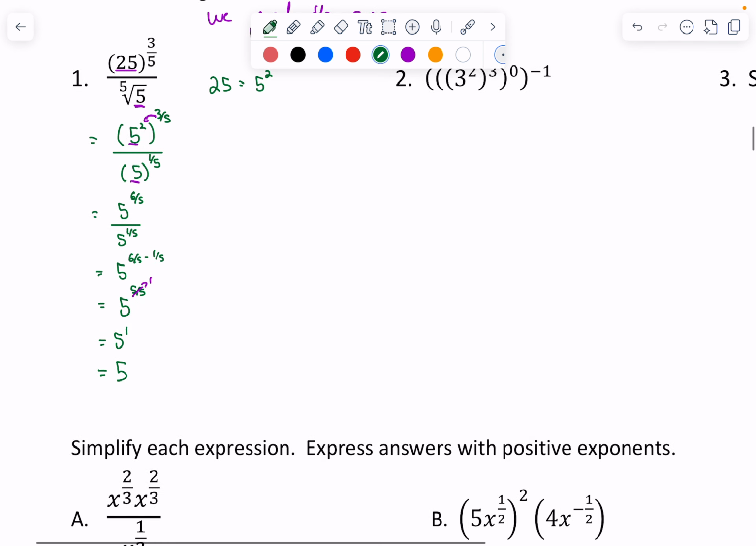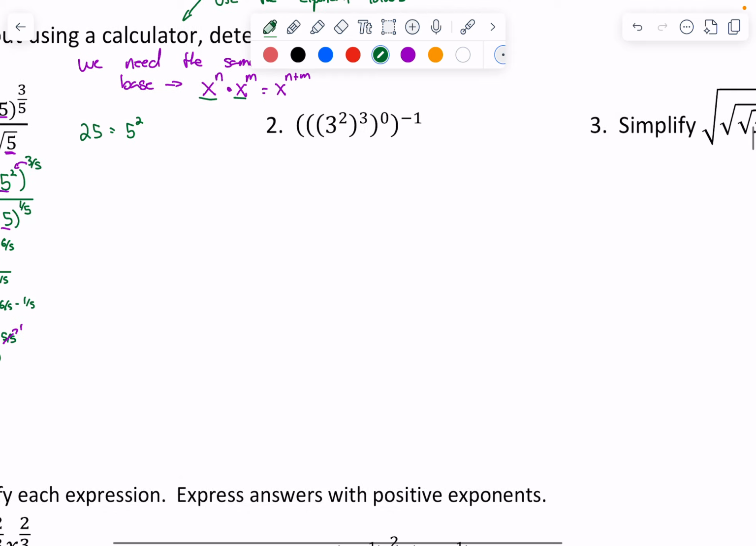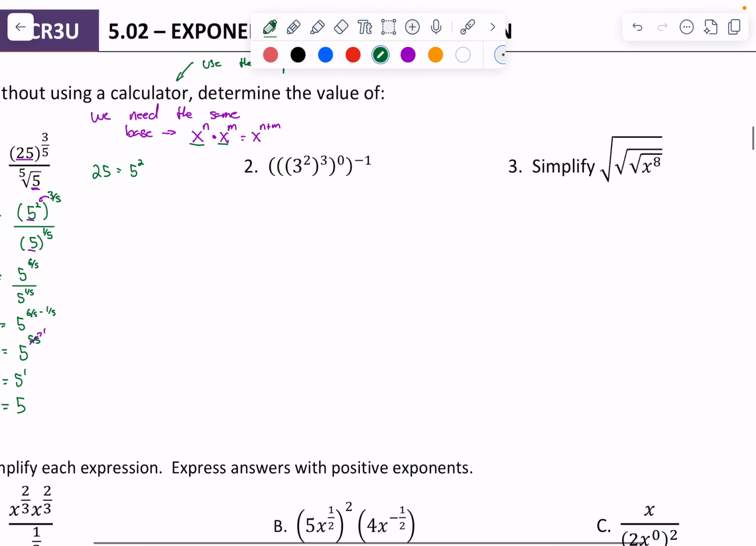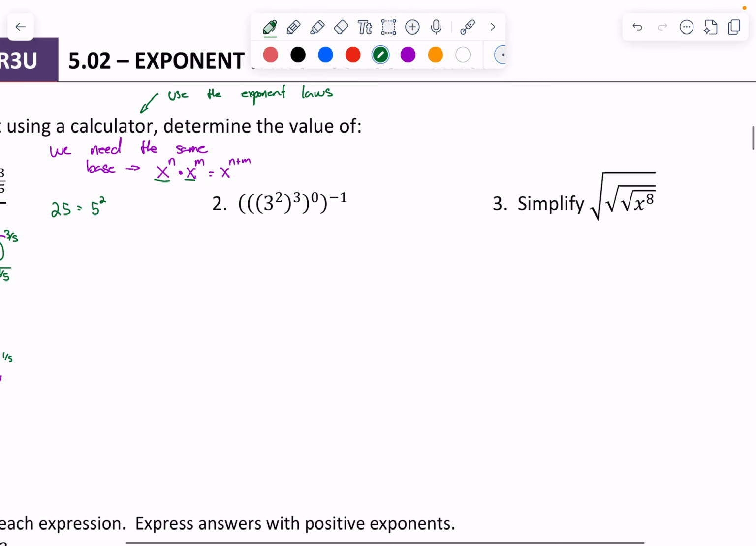So without a calculator, just using your rules, try to do the next one, okay? And at any point, just pause the video and try it out for yourself. And then you can fast forward me, put me on 2 times speed, and see if you can get the right answer.